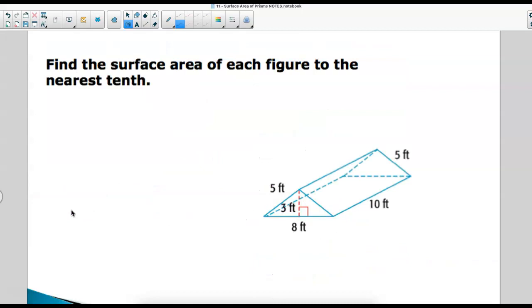So look at this first one. It's a triangular prism. I'm going to use colors. Tyler and Tyler, I need you paying attention. Okay, good. You just made the video.